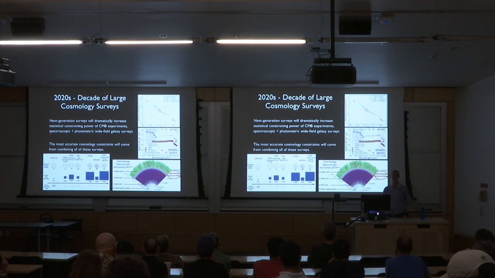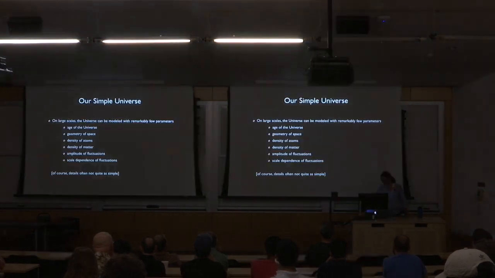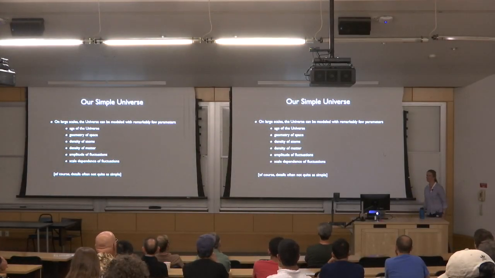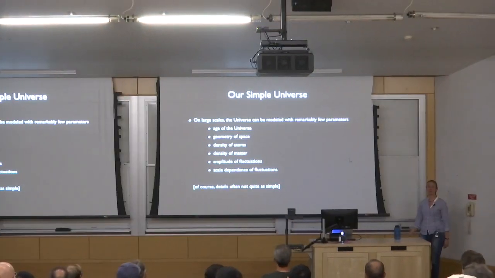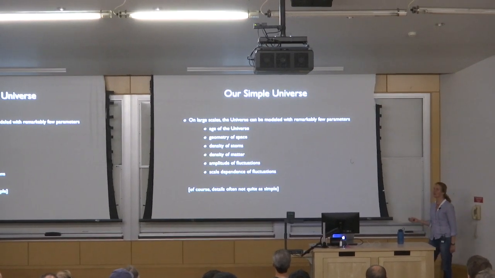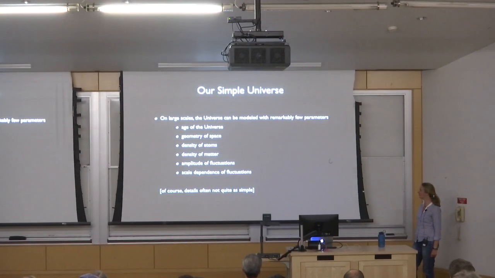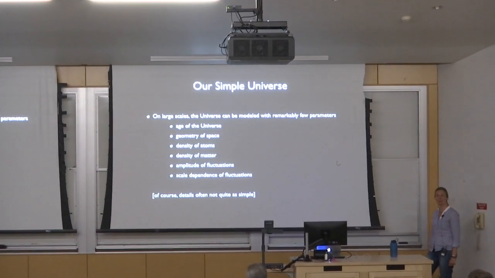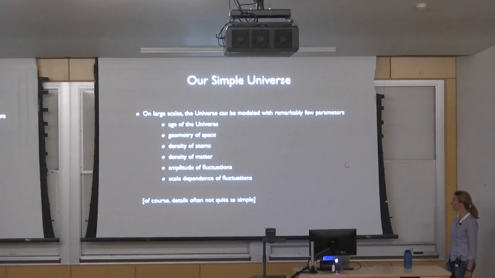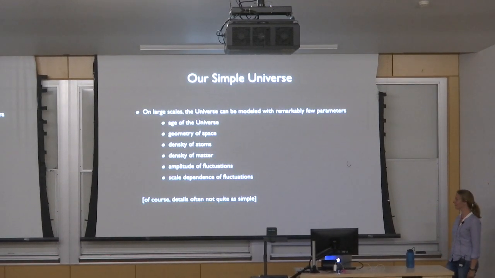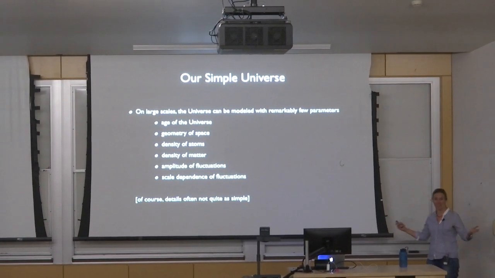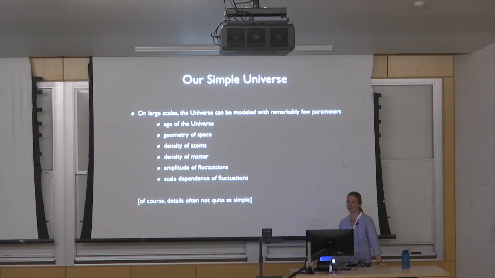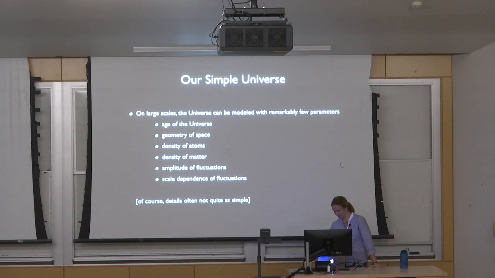And with these fantastic data sets coming along, we actually start out by asking a few simple questions. Namely, as observational cosmologists, we set out to measure a few parameters that model our universe surprisingly well. Namely, we want to measure the age of the universe, the geometry of space, the density of atoms, the density of matter, the amplitude of fluctuations in both of these, and the scale dependence of these fluctuations. Of course, then, details are not quite as simple, or we wouldn't be physicists, and we wouldn't be here. But that's the basic framework that we start with as observational cosmologists.